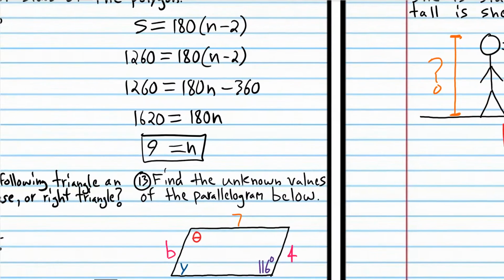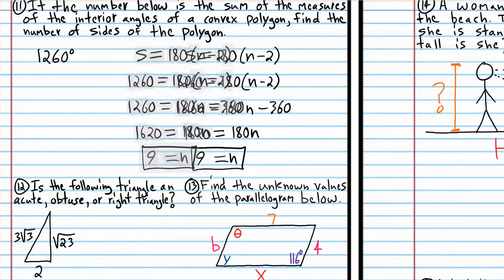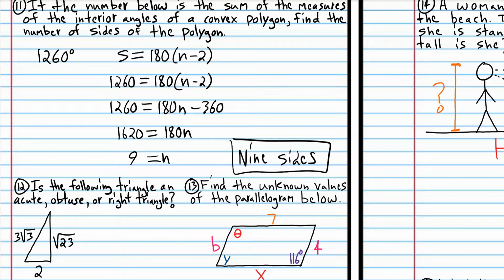Okay, now if I really wanted to be stingy about this, I would make you write a final answer and say 9 sides, but I don't really care, to be honest with you, if you do that. If you just rectangle this, that's good enough for me.